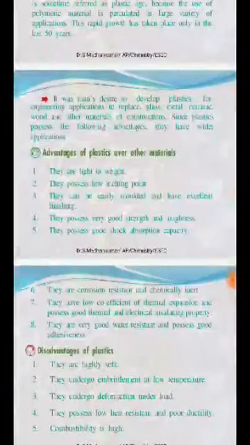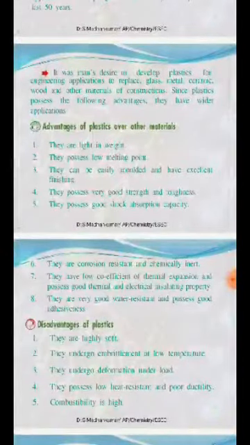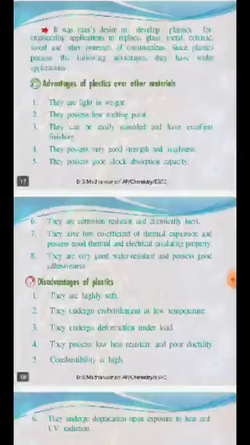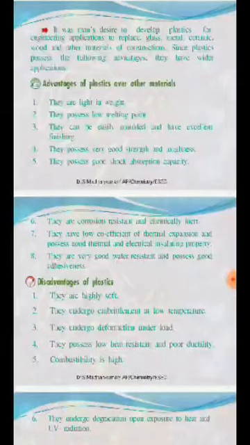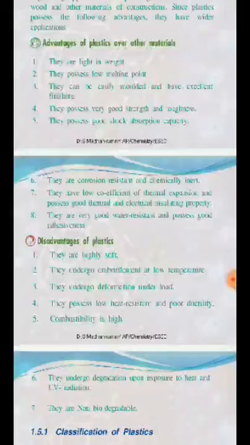Advantages of plastics over other materials. First point, they are light in weight. Second, they possess a low melting point. Third, they can be easily molded and have excellent finishing. Fourth, they possess very good strength and toughness. Fifth, they possess good shock absorption capacity. Sixth, they are corrosion resistant and chemically inert. Seventh, they have low coefficients of thermal expansion and possess good thermal and electrical insulating properties. Eighth, they are very good water resistant and possess good adhesiveness.